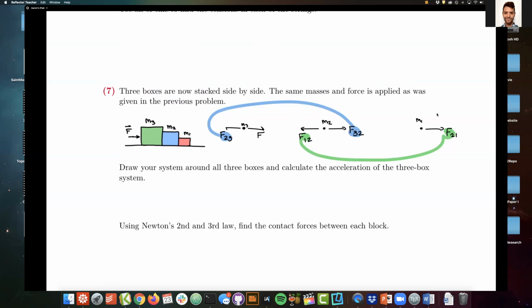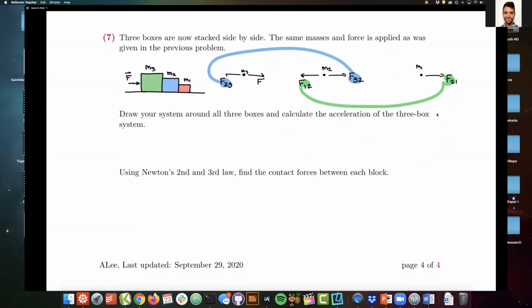You can do the same thing like you did above, and you can get the individual forces for each of these internal interactive forces, just by identifying this as Newton's third law.